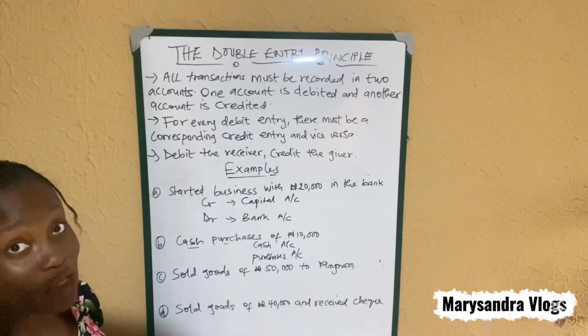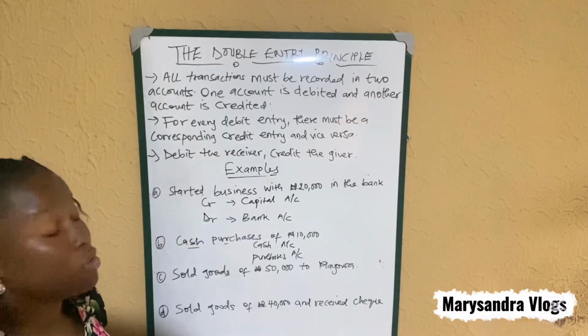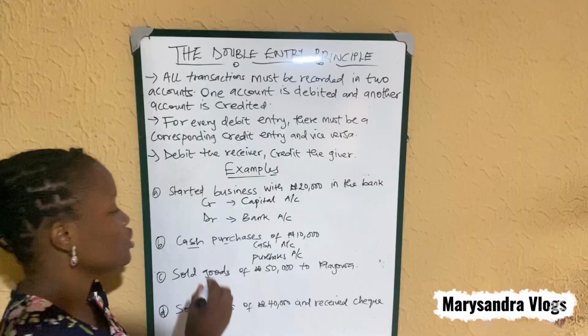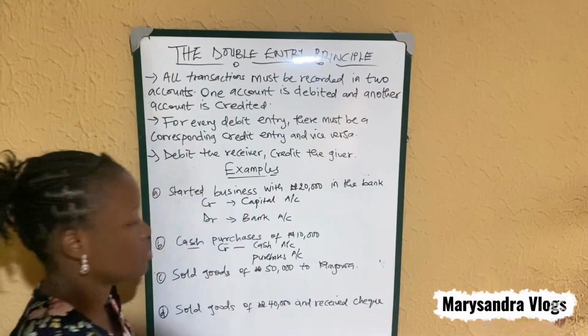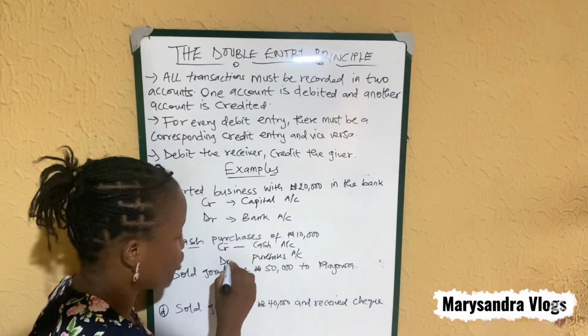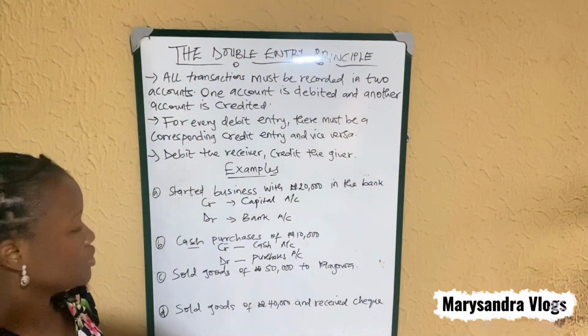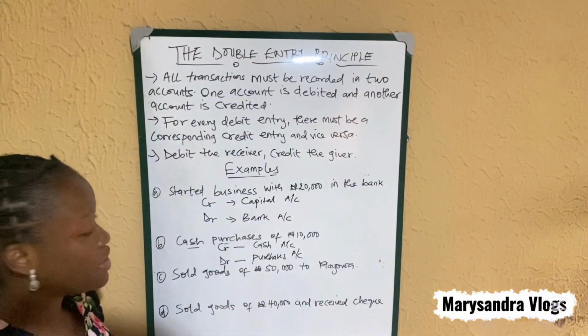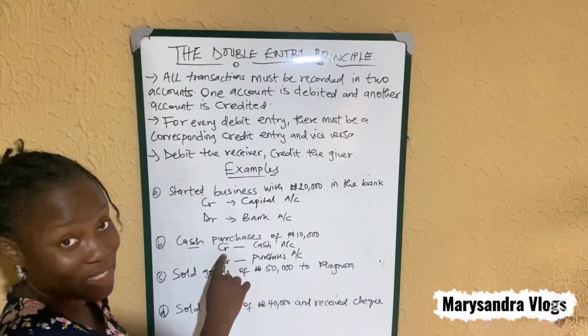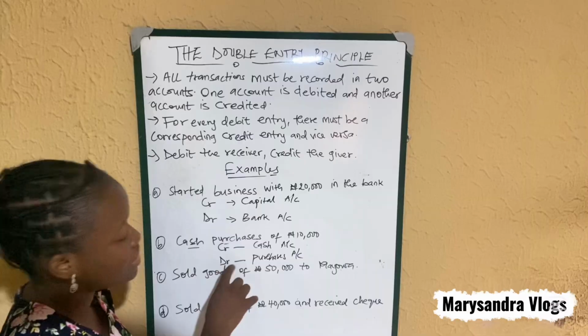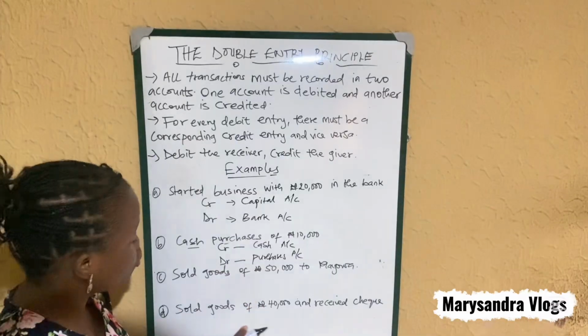So you went to the market to purchase goods of 10,000 naira. You paid using cash. It means your cash went out, but you purchased goods. So your goods purchases received. So the account which is giving out, which is cash, is credited, and the account which is receiving, which is purchases, is debited.